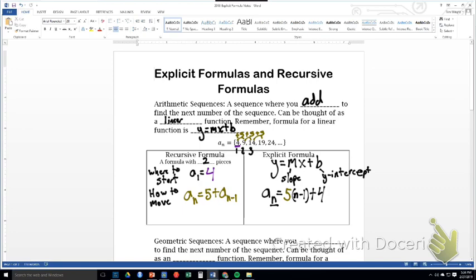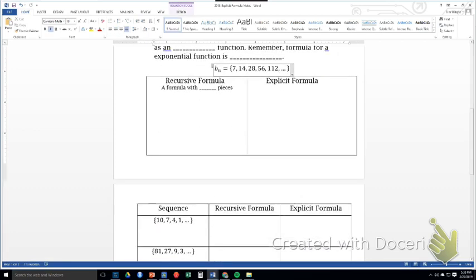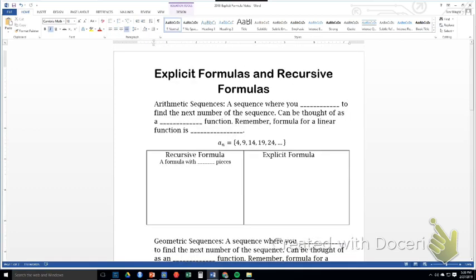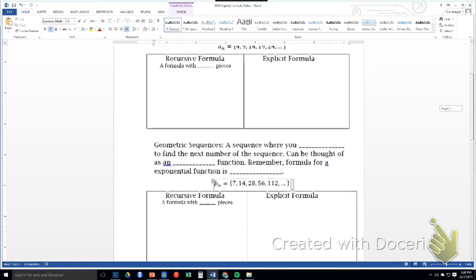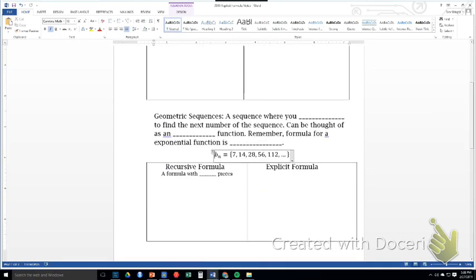So let's go and talk about a geometric sequence. A geometric sequence is much like an arithmetic. If we remember, a geometric sequence is a sequence where you multiply to find the next number. It can be thought of as an exponential function, and it's important to remember that the formula for exponential is y equals a times b to the x.